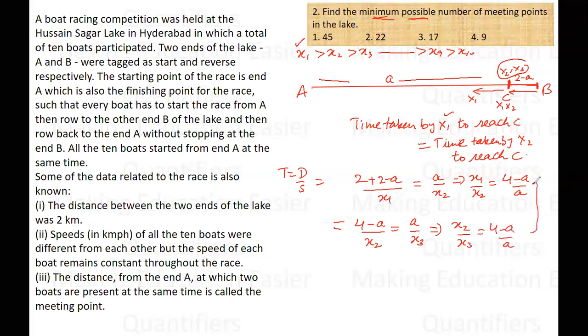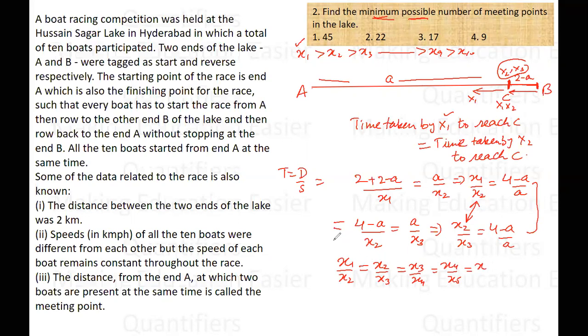Now this will give me x2 upon x3 is equal to 4 minus A upon A. These two equations tell us that the ratios of the speeds are equal for the consecutive boats, right? x1 and x2 are consecutive boats, and in terms of speed their ratio is equal to that of the next consecutive boats. Similarly, we can prove that x3 and x4 have the same ratio, and x4, x5 have the same ratio. So all these boats are meeting at the same point C.